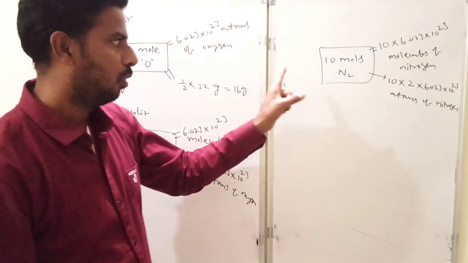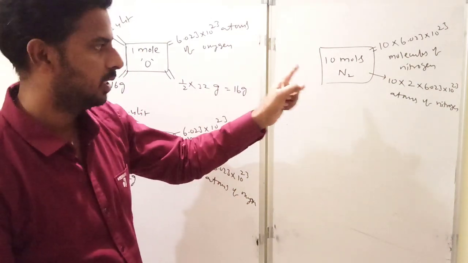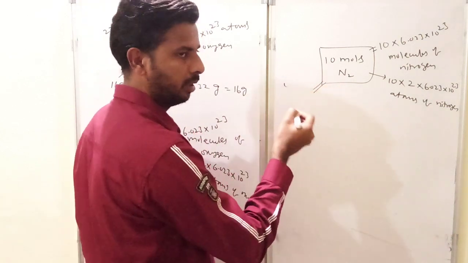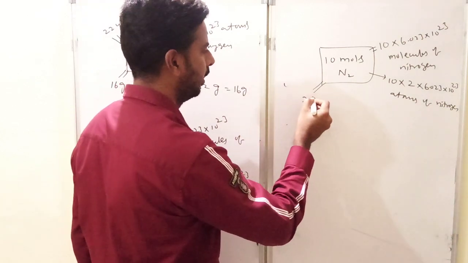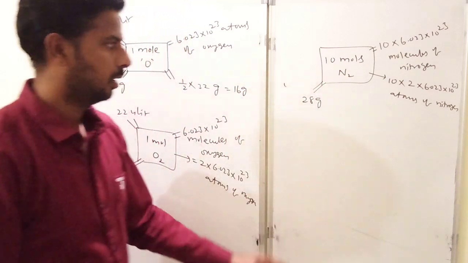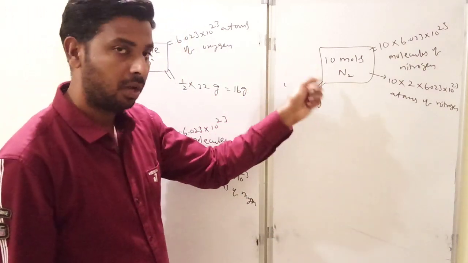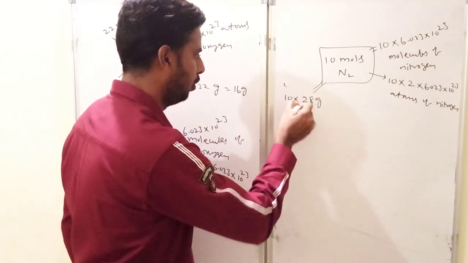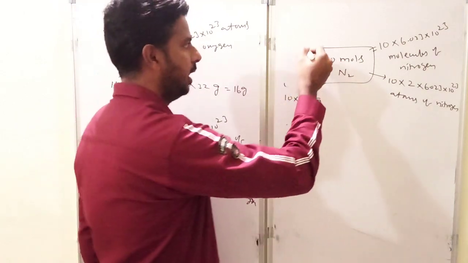Now, 1 mole of any substance, if it is expressed in terms of mass, then what can we write? It is the gram molecular weight. What is the gram molecular weight of N2? 28 grams. So 1 mole of N2 equals 28 grams. But here I took 10 moles. That is what we can write: 10 × 28 grams. Is it clear?